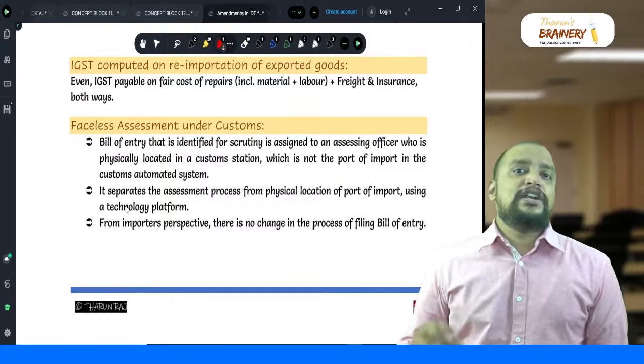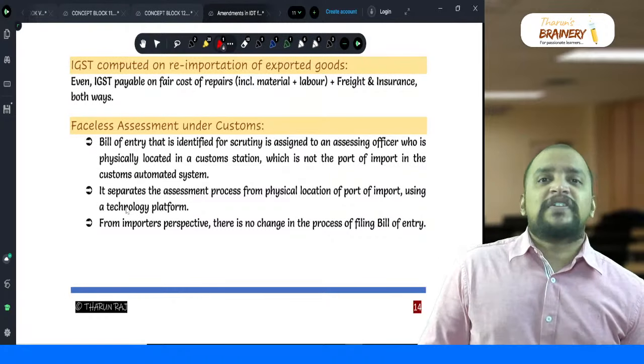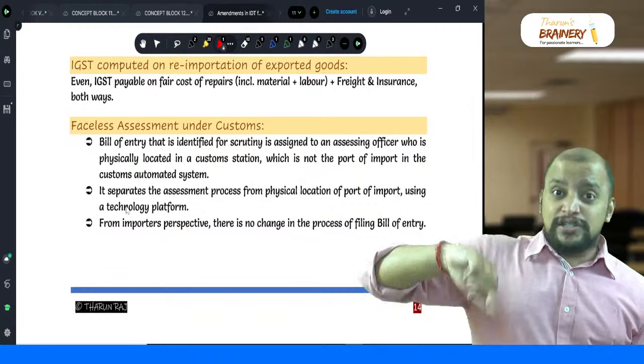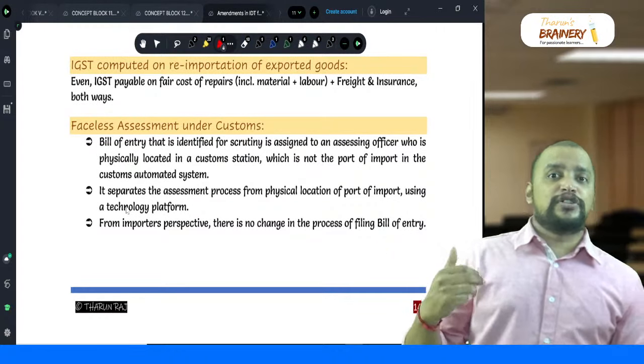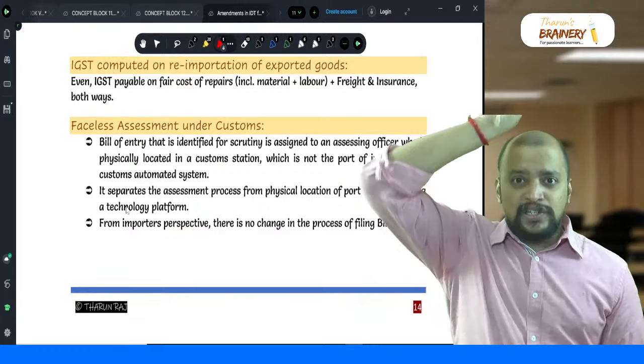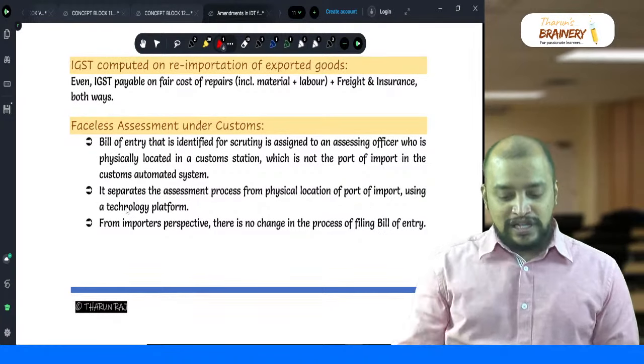What is the concessional value? Fair value of repairs plus freight and insurance both ways should be taken. For customs duty, and for IGST also we need to take the same, because along with customs duty we need to pay IGST. For IGST also should we do the same? Yes, for IGST also we need to do the same. So that is this part.